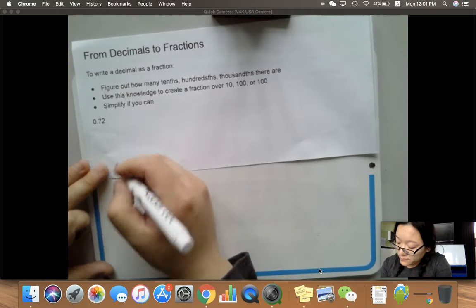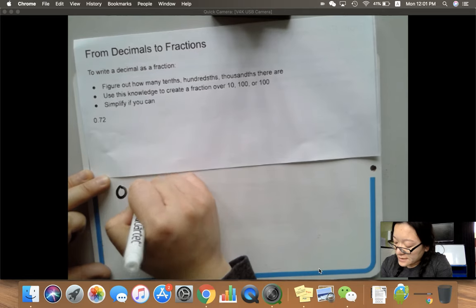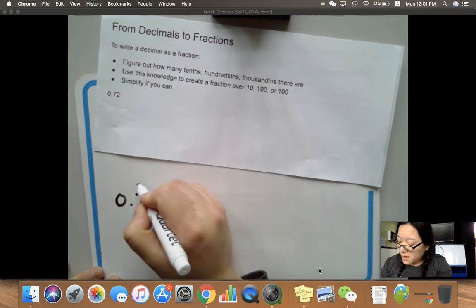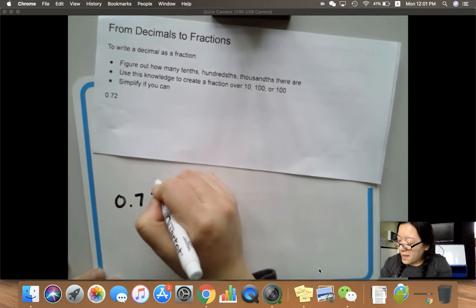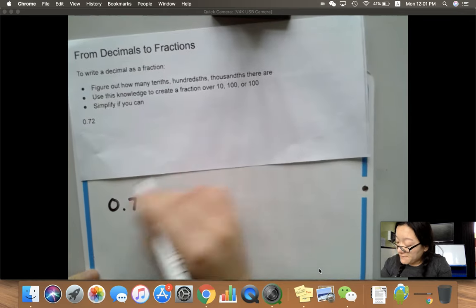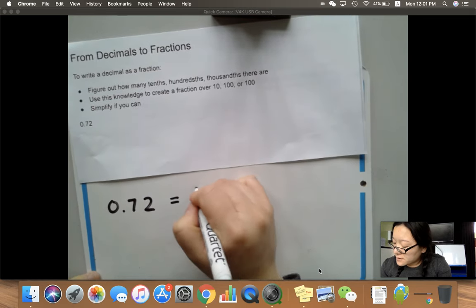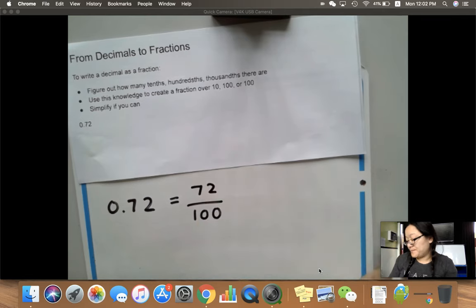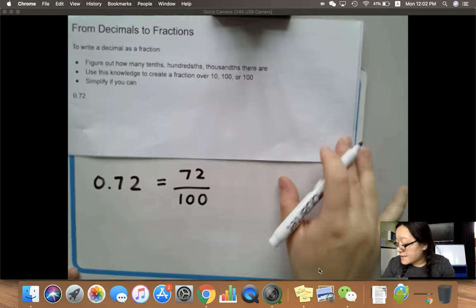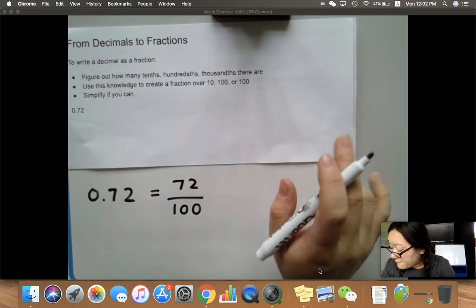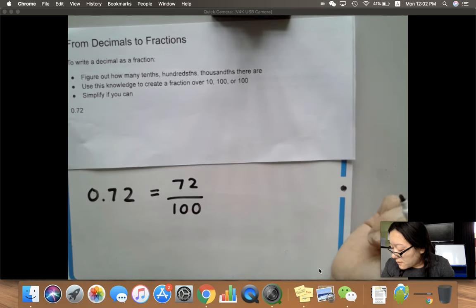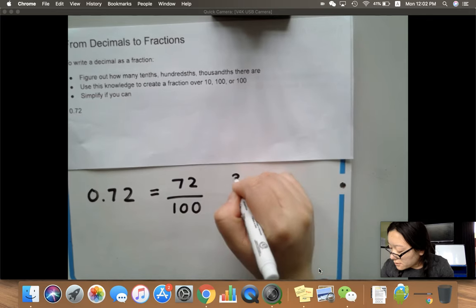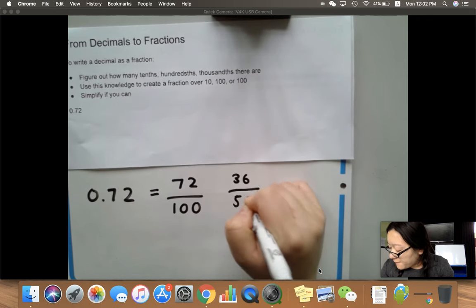So say I've got 0.72. All right, I've got 7 tenths and 2 hundredths. So 72 hundredths. So I'll do 72 over 100. And now I can simplify and see how I can divide that. So again, I know that I can divide this by 2. So 36 over 50.